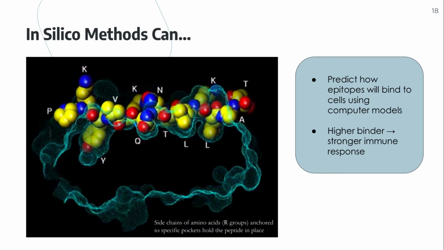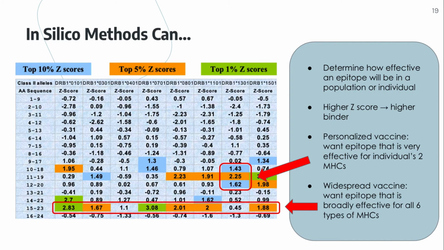So here you can see a model of epitope binding. Think of the epitope and MHC as puzzle pieces. You want a snug fit for strong interaction and good response. Now, the computer can run thousands of these models and rank them to show which epitopes bind the best. The higher the z-score, the better the binder. So in essence, the z-score ranks each epitope's effectiveness.